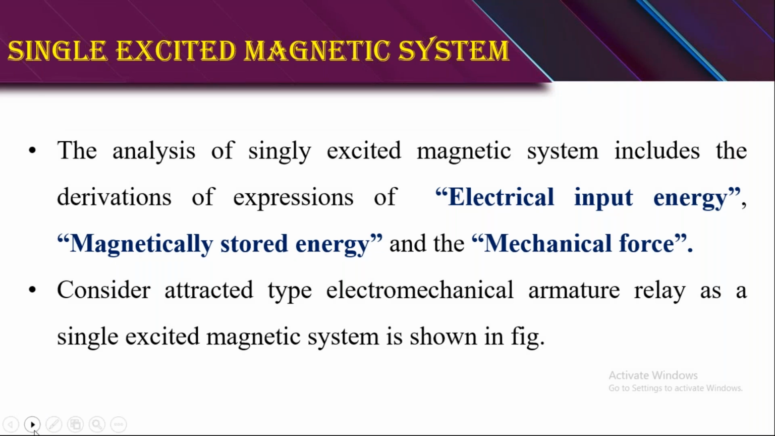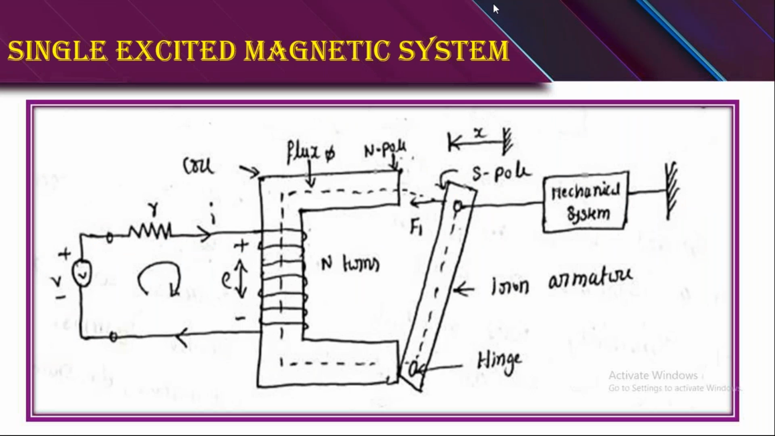So just see this. This is the device I'm considering for deriving these three equations: electrical input energy, magnetic stored energy, and mechanical force. Now this is the example for a single excited system. Here it has two parts: one is the fixed part and the other one is the moving part. The moving part is called the iron armature, and there is a contact between the fixed coil and the moving part. That point is called the hinge. And now the fixed part is energized by taking the number of turns with respect to the voltage.